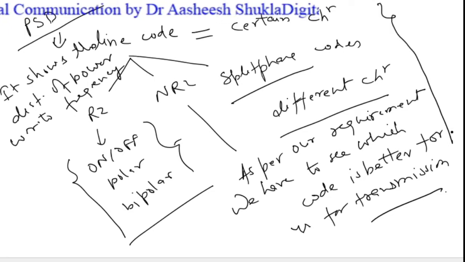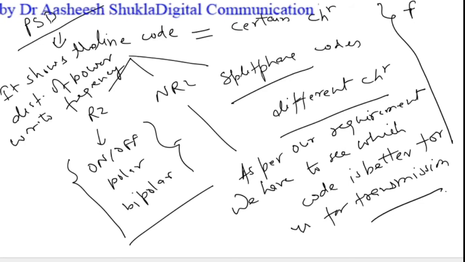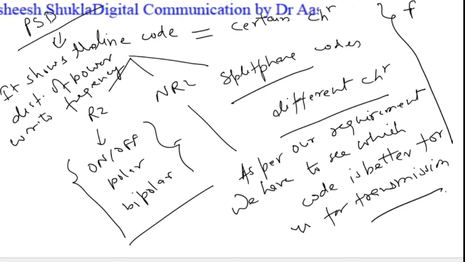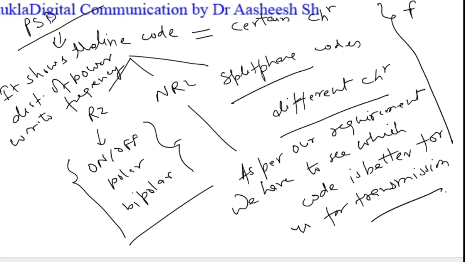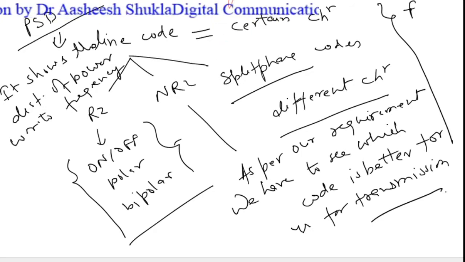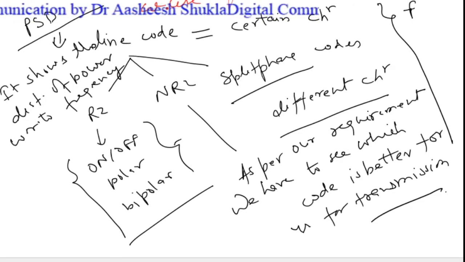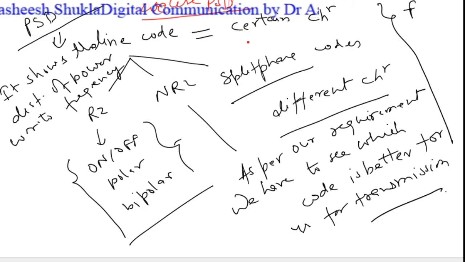So for the purpose of analysis of different line codes, we use power spectral density. So now from the next slide, what are we going to find out?